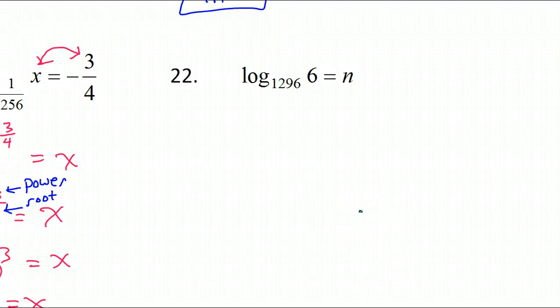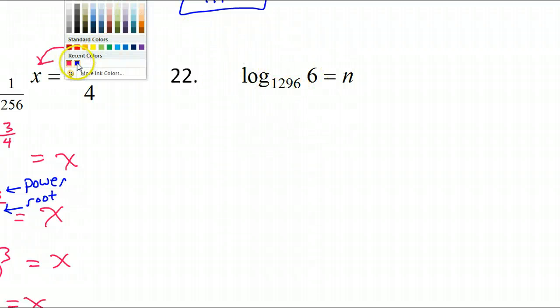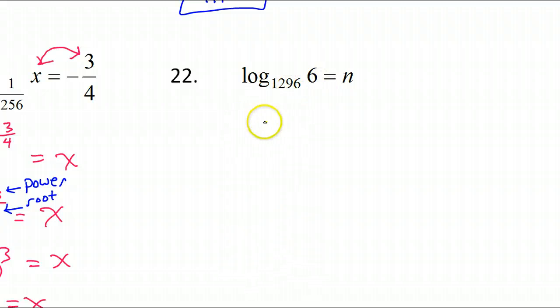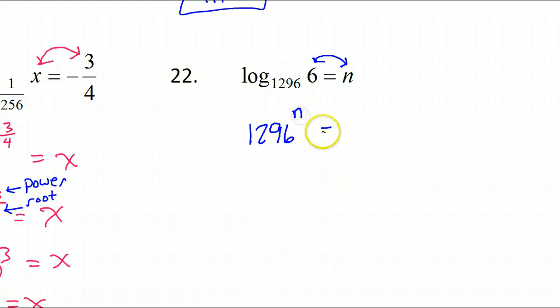Okay, number 22. n is already by itself, so all we have to do is evaluate this. So we don't actually need to write this one in the other form, but we can. Let's go ahead and write it in the other form. In the other form, we'll start with this base, 1296. These two things are going to change sides. So I've got 1296 to the n power is going to equal 6.